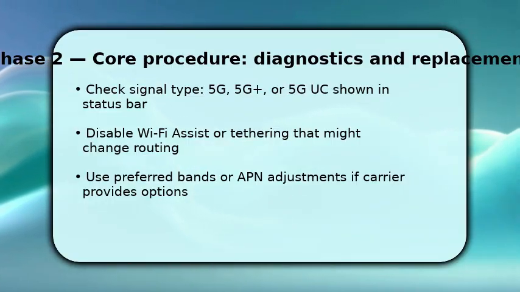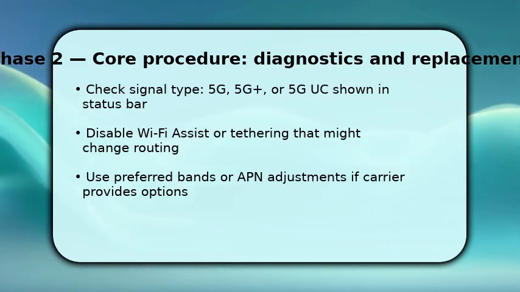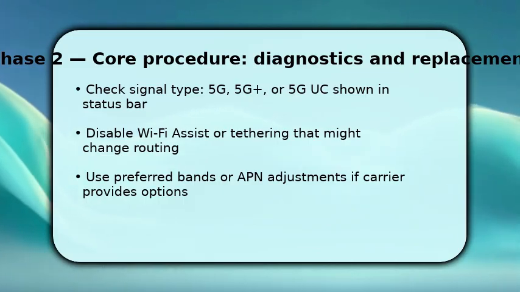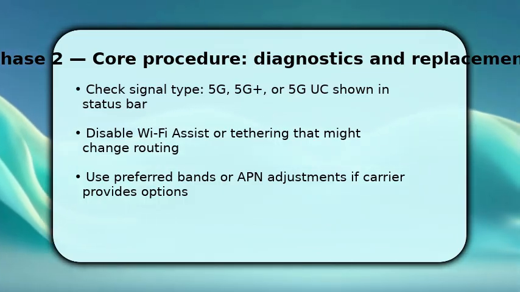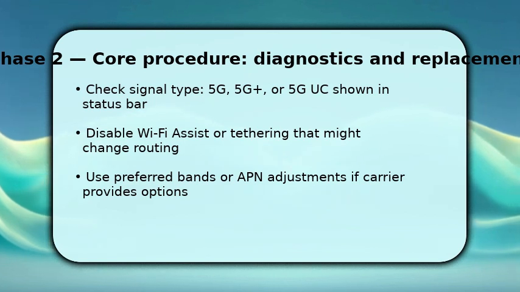Make sure Wi-Fi Assist or similar features are configured so cellular stays active when needed. If speeds are inconsistent, check carrier settings for preferred bands or APN tweaks. Make adjustments exactly as the carrier instructs. Once optimized, run a quick speed test to confirm latency and throughput improvements.